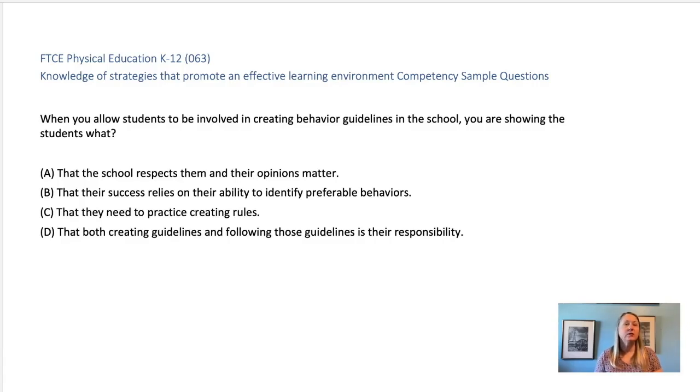B. their success relies on identifying preferable behaviors is incorrect. This puts the focus on behavior analysis, not student voice or respect. C. they need to practice creating rules is incorrect. It's not about practicing rulemaking, it's about valuing student input. D. creating and following rules is their responsibility is incorrect. While partially true, this choice focuses on responsibility and not the core reason for involving them, respect and empowerment. The correct answer is A, that the school respects them and their opinions matter.